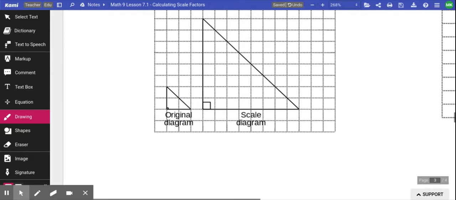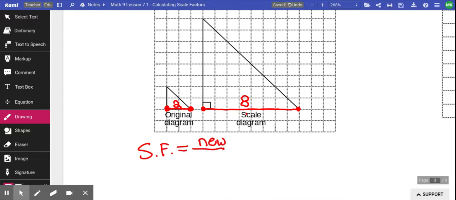To calculate the scale factor equals new divided by old. In this case, the new is 8, the old was 2. This is a scale factor of 4.